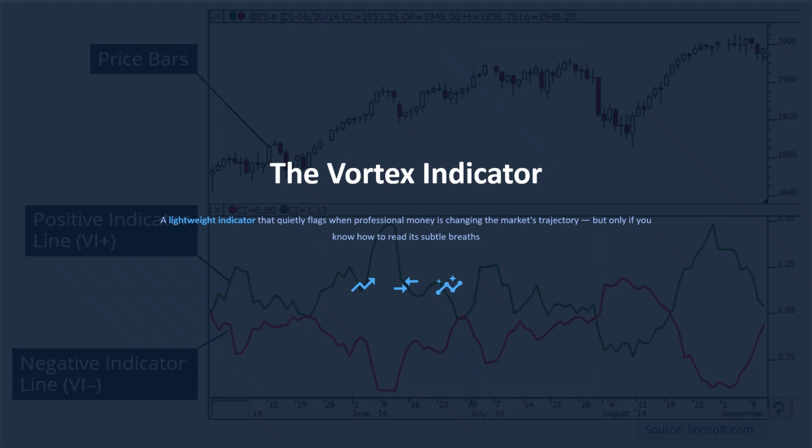Imagine a single, lightweight indicator that quietly flags when professional money is changing the market's trajectory, but only if you know how to read its subtle breaths. That's the Vortex Indicator. Most traders see two lines cross and either panic in or miss the trade entirely. In this video, you'll learn the right questions to ask when the Vortex speaks, so you stop chasing fake momentum and start trading where the edge actually lives.